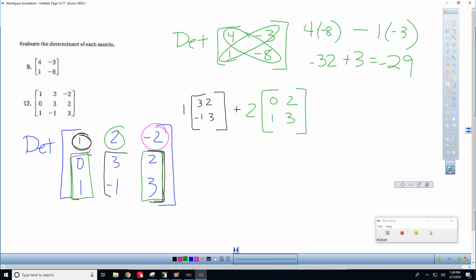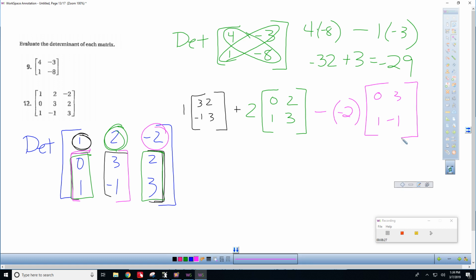The green one was times the matrix that didn't include the green number. And then the pink one will be times this matrix. And by the way, on the last one, this is what you guys are going to screw up on your quiz. You got to do the opposite. So that's minus a -2 times 0, 1, 3, -1.